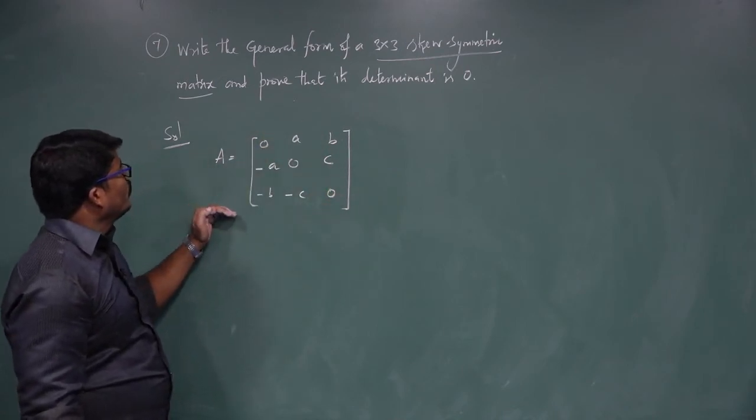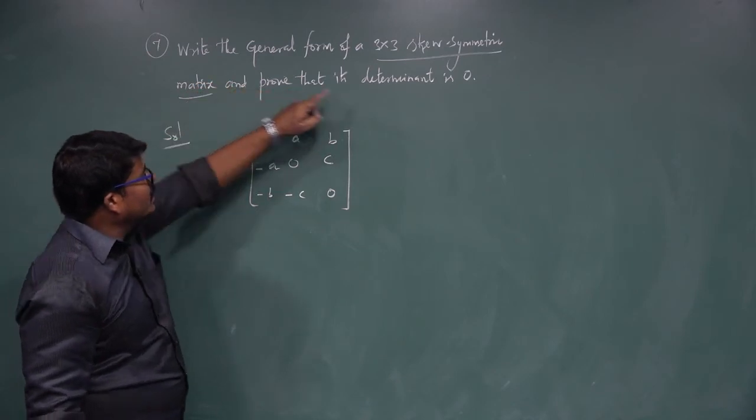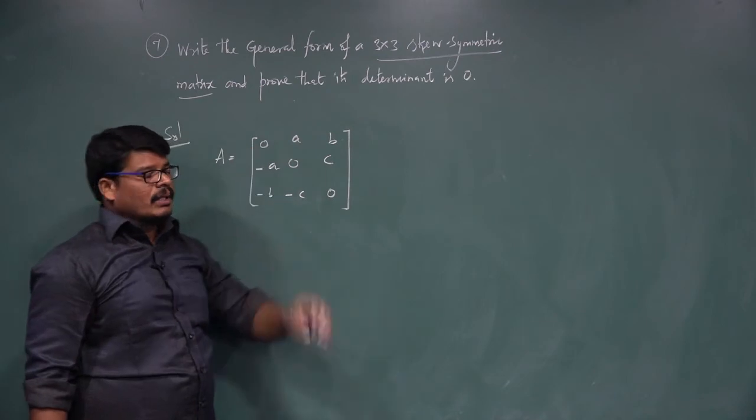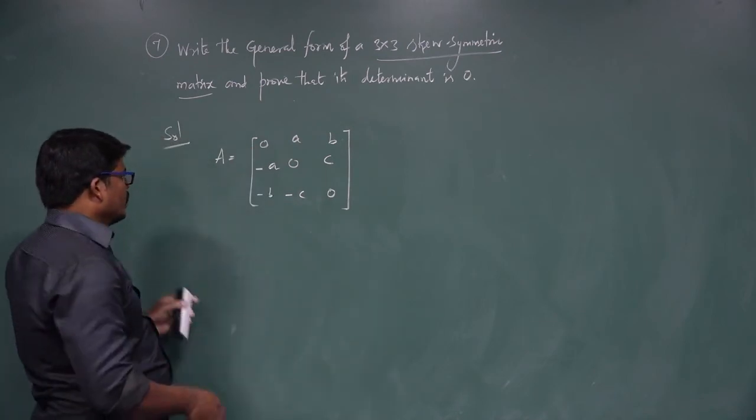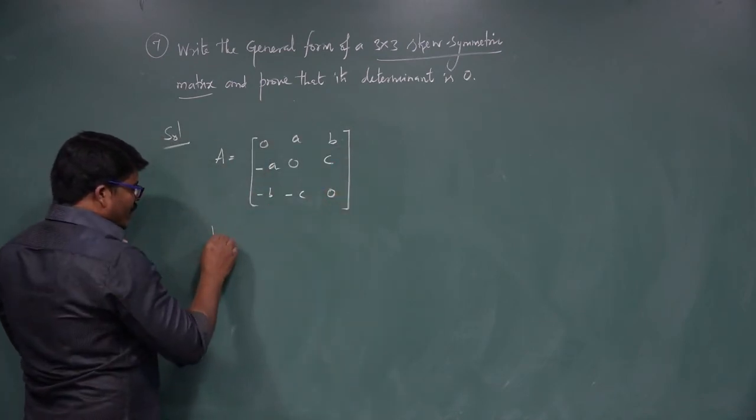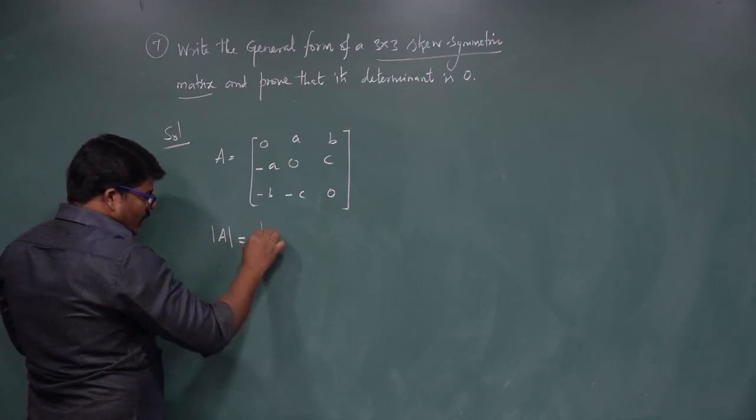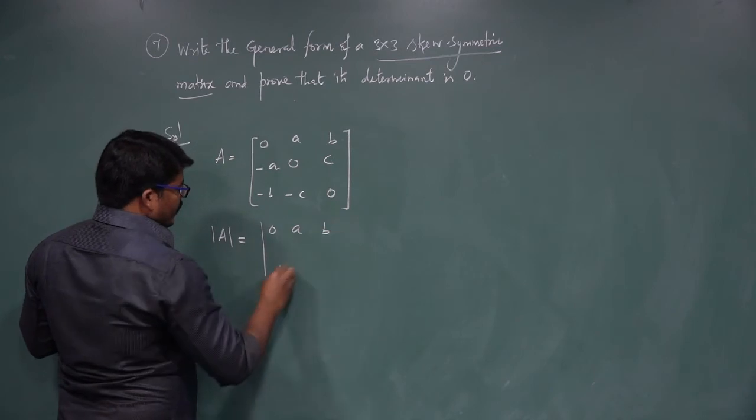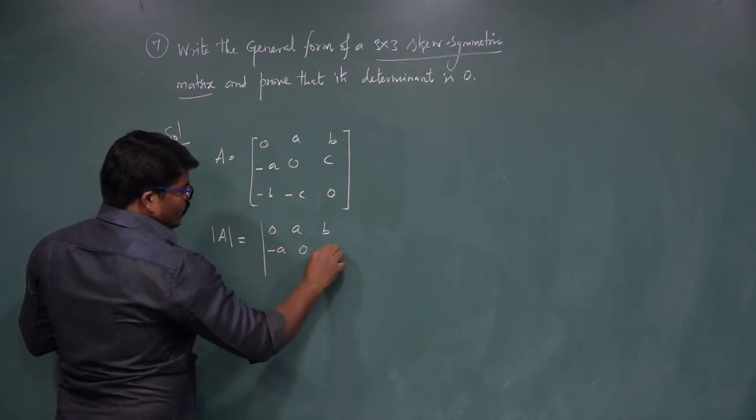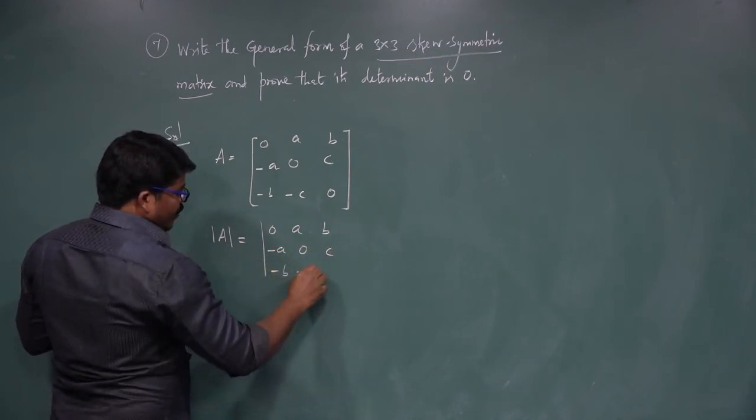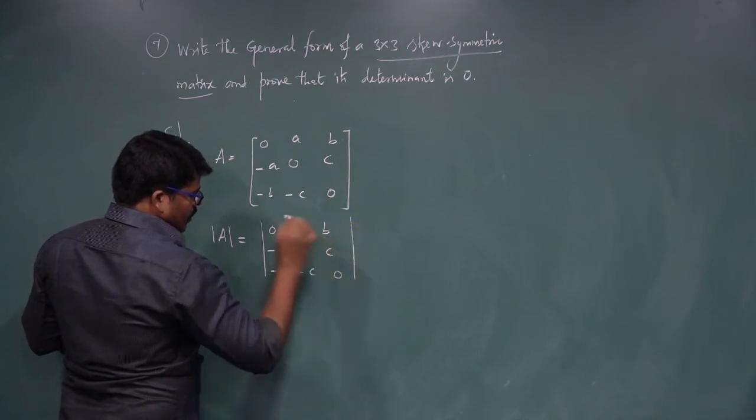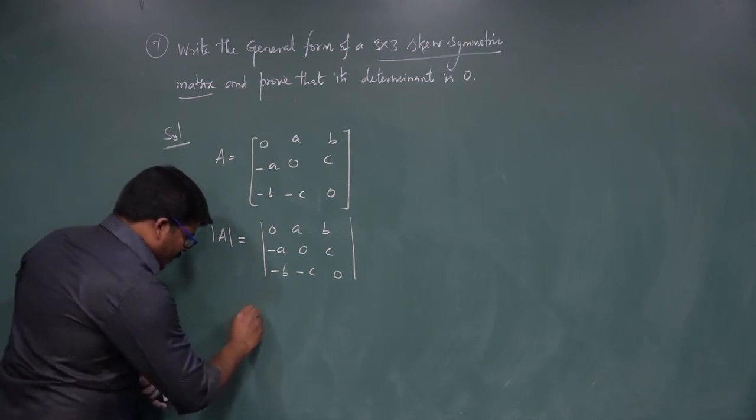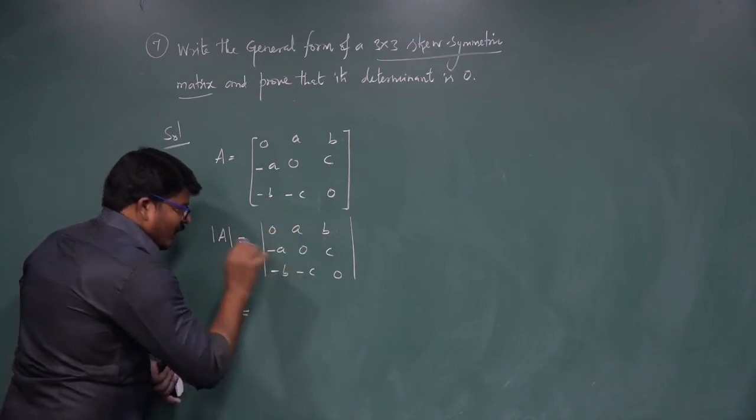Now we have to prove that the determinant of a skew symmetric matrix is 0. Given the matrix A, now find the determinant. Determinant of A equals the determinant of 0, A, B, minus A, 0, C, minus B, minus C, 0. Now find determinant A by expanding row wise or column wise.